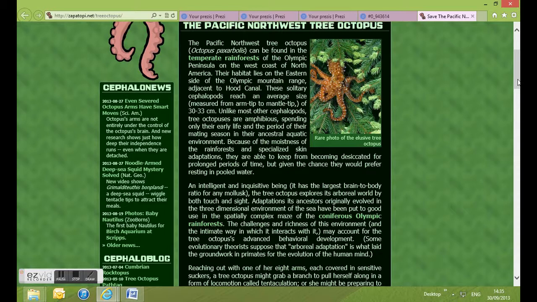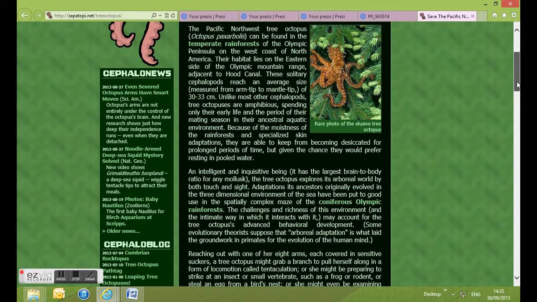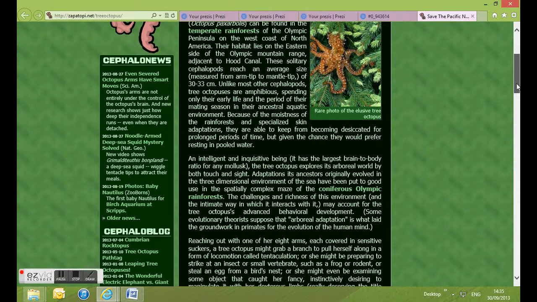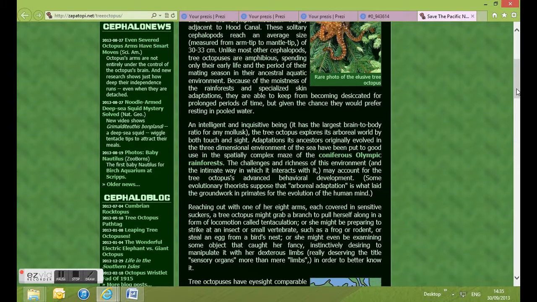Because of the moistness of the rainforest and specialised skin adaptations, they are able to keep from becoming desiccated for prolonged periods of time. But given the chance, they would prefer resting in pooled water. An intelligent and inquisitive being, the tree octopus explores its arboreal world by both touch and sight. Adaptations its ancestors originally evolved in the three-dimensional environment of the sea have been put to good use in the spatially complex maze of the coniferous Olympic rainforest.